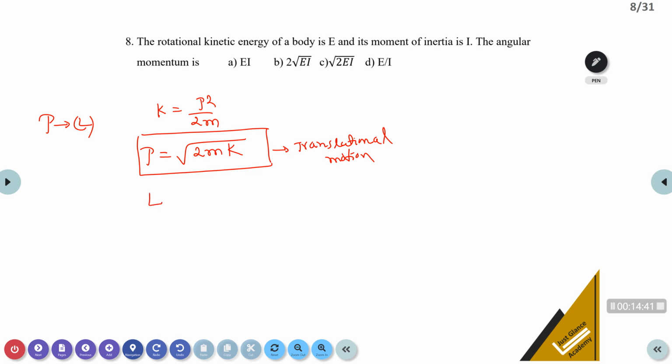So L equals square root of 2I into K, where I is the M equivalent term in rotational motion. You can write it as 2I into K, or sometimes they will write E also. So this is the right choice: 2I into E. Either you can write E or else K also.